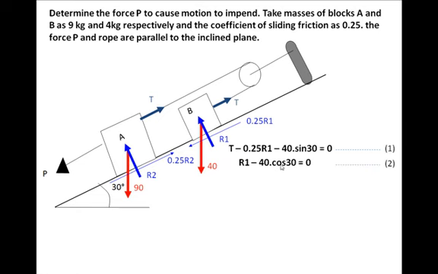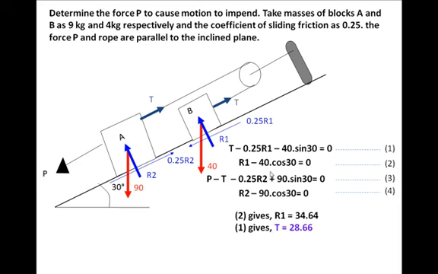Sigma Fy equal to 0 is simple, R1 minus 40 cos 30 is 0. And similarly, we write for this, P minus T. P is positive and T is negative because now motion is in the direction of P for block A. Minus 0.25 R2 plus this 90 sine 30, that is the component of 90 along the plane. And then R2 minus 90 cos 30 is 0. These four equations we need to solve.